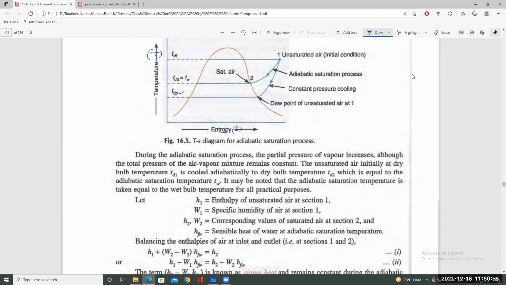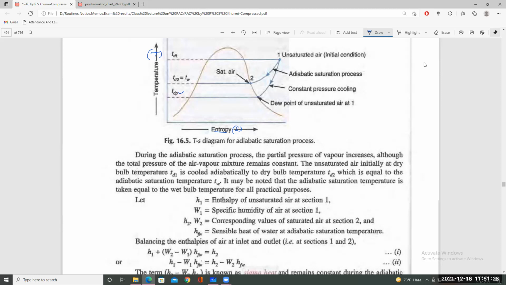And hf is the specific enthalpy of the water, and W1 and W2 are the specific humidity, meaning the amount of moisture present per kg of dry air at section 1 and at section 2. And hfw is the sensible heat of water at the adiabatic saturation temperature. Sensible heat means heat which can be measured by a thermometer.